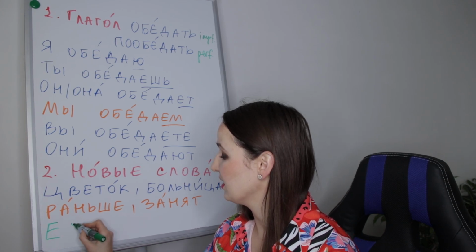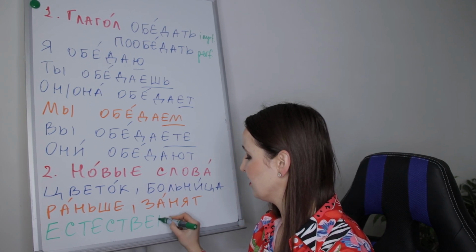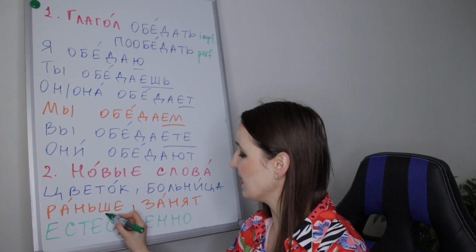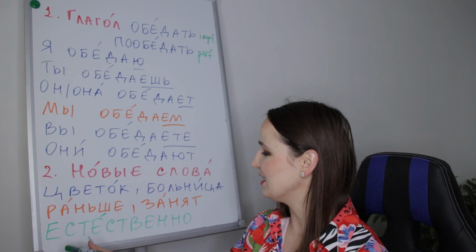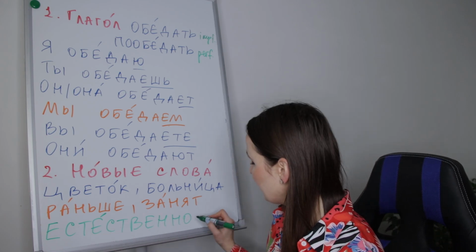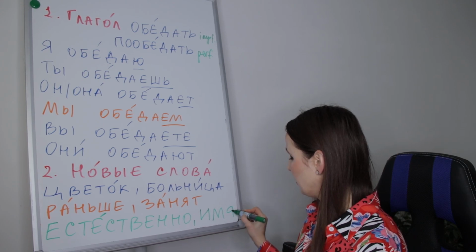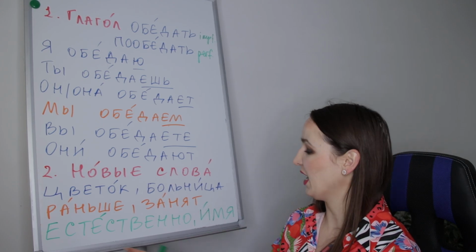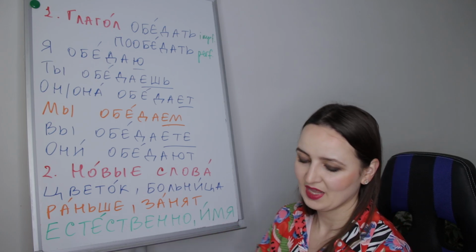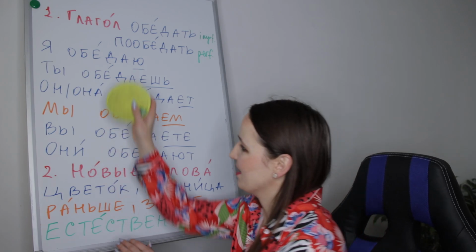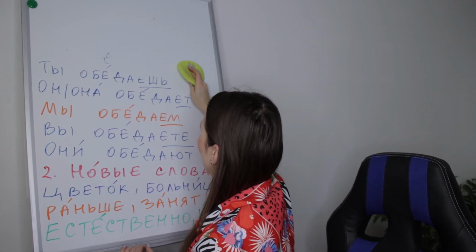Естественно means of course, or literally it means naturally. And the last one is имя. Имя is a first name. Имя. First name. Отлично.